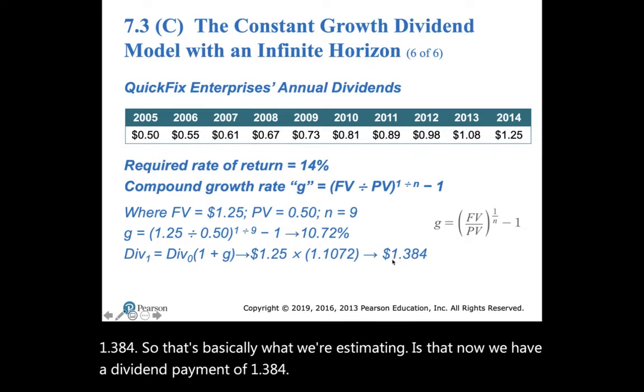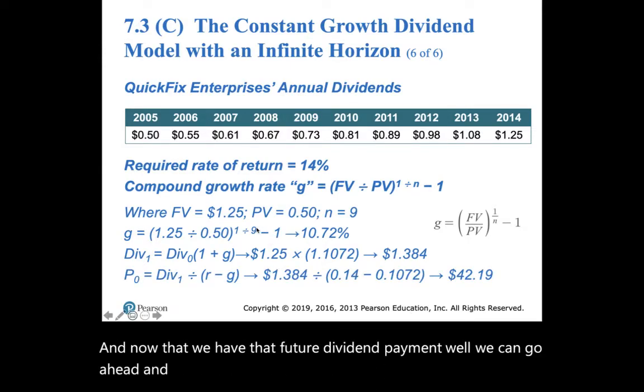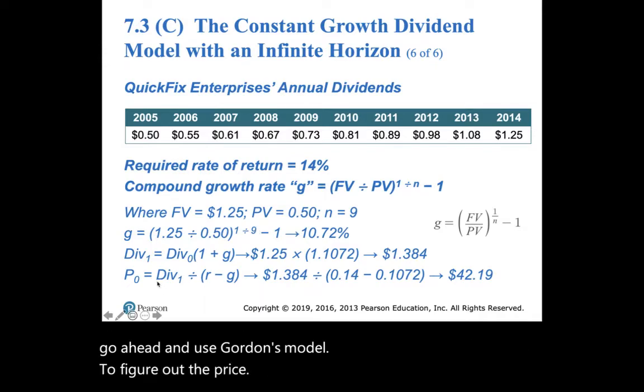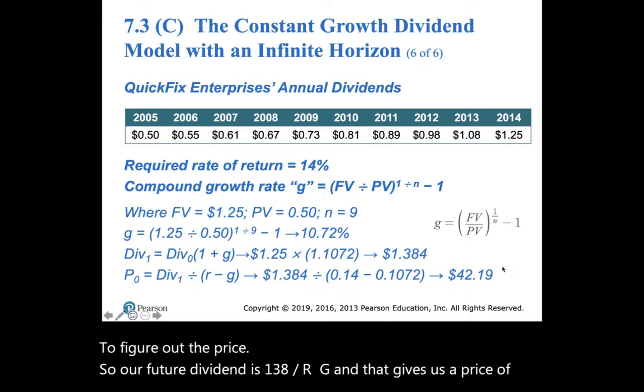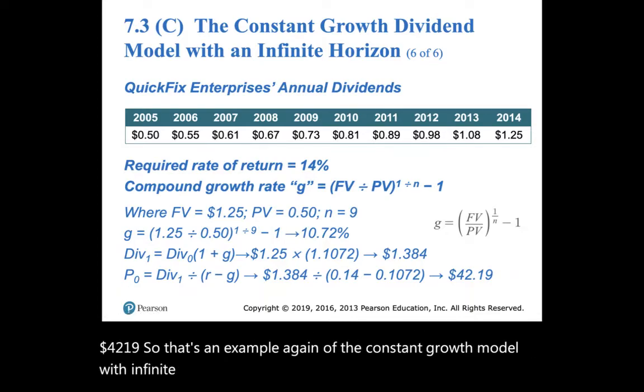And now that we have that future dividend payment, well, we can go ahead and use Gordon's model to figure out the price. So a future dividend is 1.38 divided by R minus G, and that gives us a price of $42.19. So that's an example, again, of the constant growth model with infinite horizon, but we did not have the growth rate.